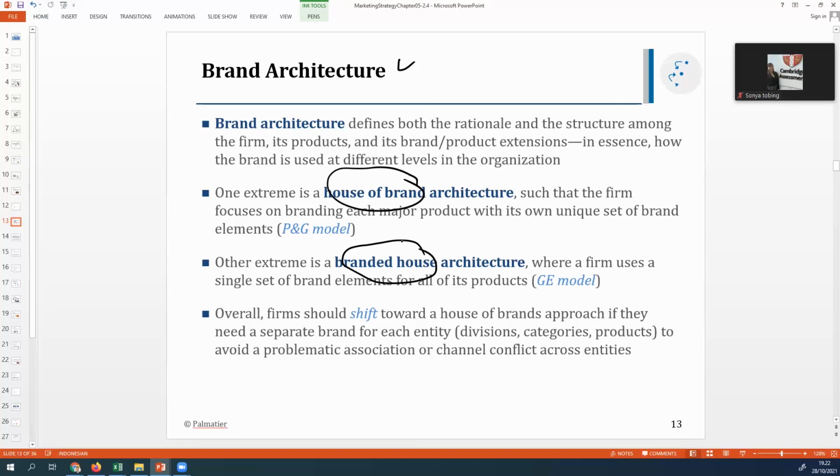House of brands architecture is what we call the P&G model. So people do not know P&G. People know the products. Let's say, Olay, okay, what else? The P&G products. Unilever models. Yeah. So people do not know Unilever. People will only know the product, the product with the unique set of brand elements.